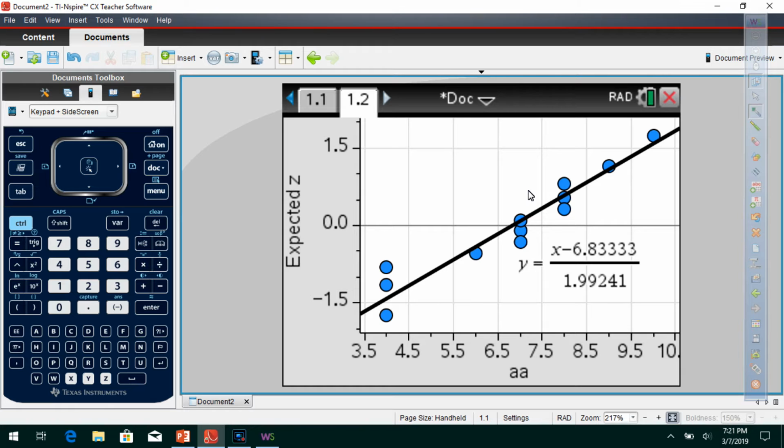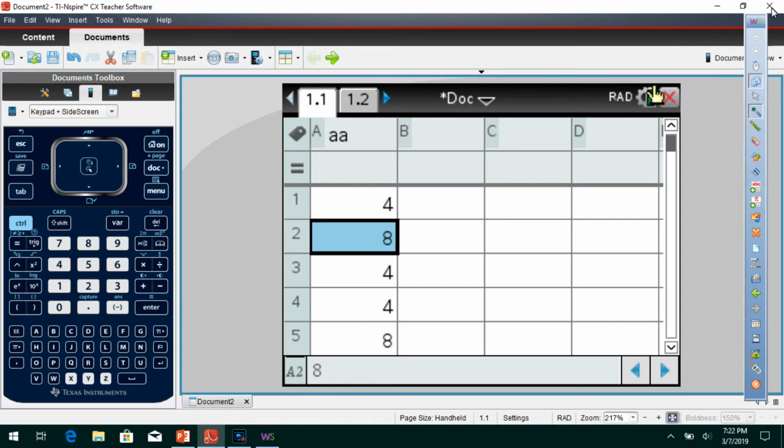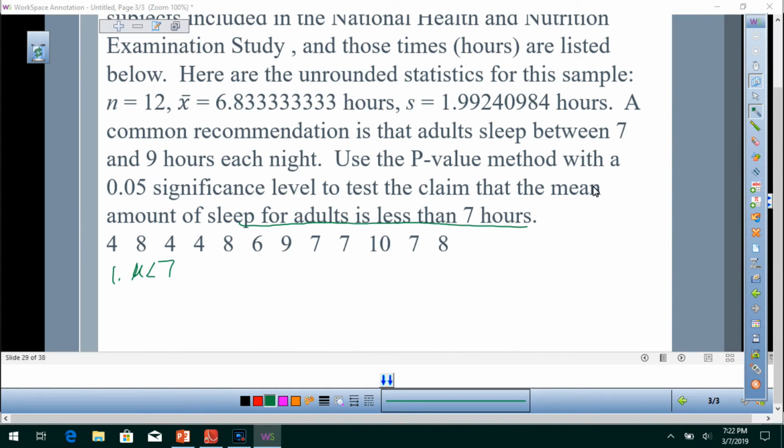The normal quartile plot looks to be approximately normal. I don't really see any outliers or anything like that. So we're going to say it's normal. I was kind of thinking about that. That's not too bad. I'm not seeing a pattern. It's not like this or anything like that. I'm not really seeing a pattern. So we're going to say it is approximately normal.